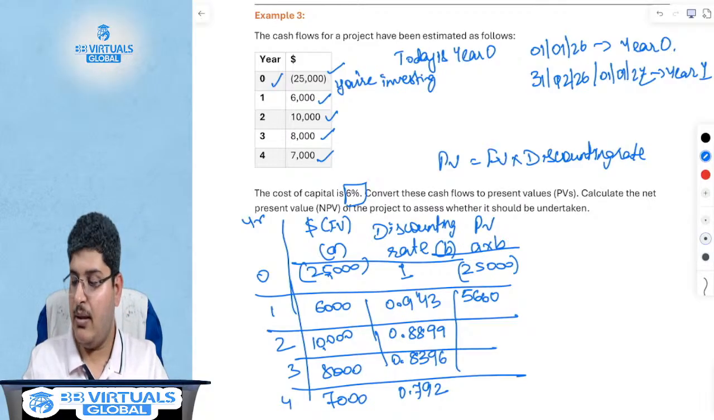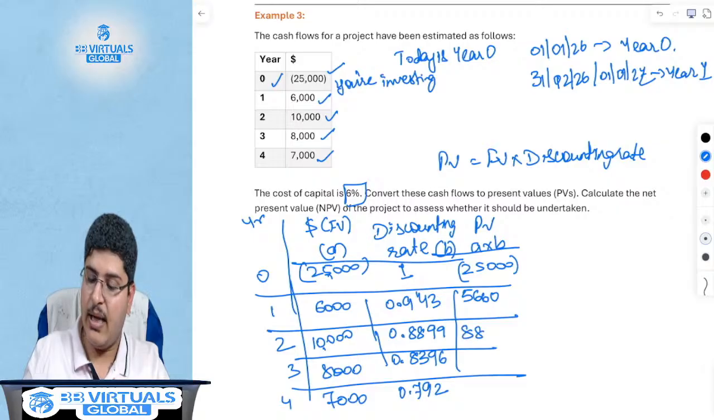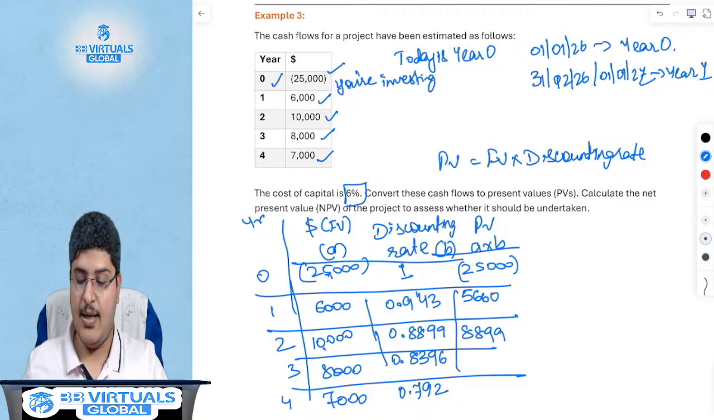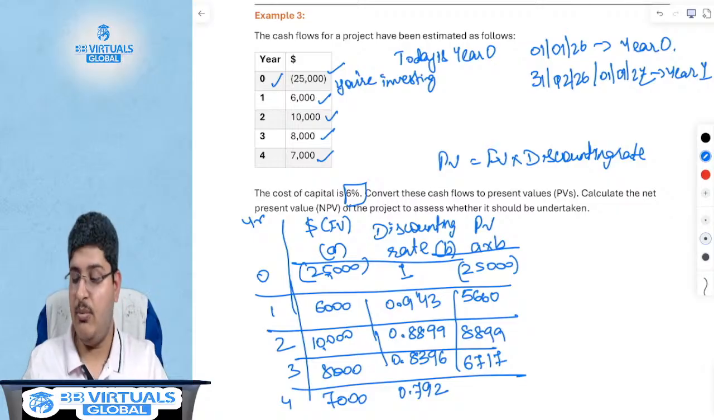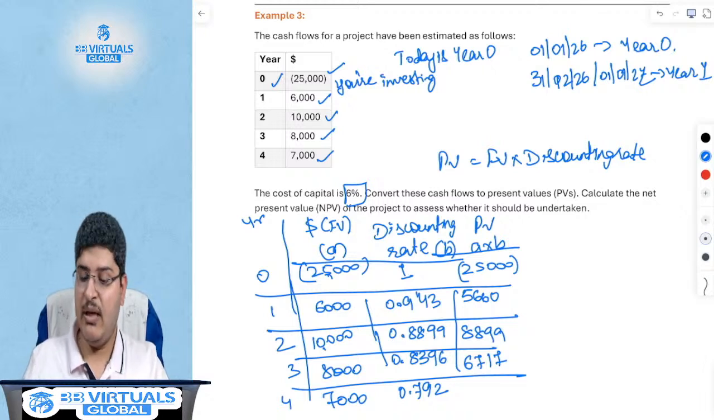If I multiply the 10,000 into 0.8899, what is my second year cash flow? My second year cash flow is 8899. If I multiply 8,000 into 0.8396, this is 6717 approximately. If I multiply 0.792 into 7,000 that you will be receiving in 4th year, it will be 5544.